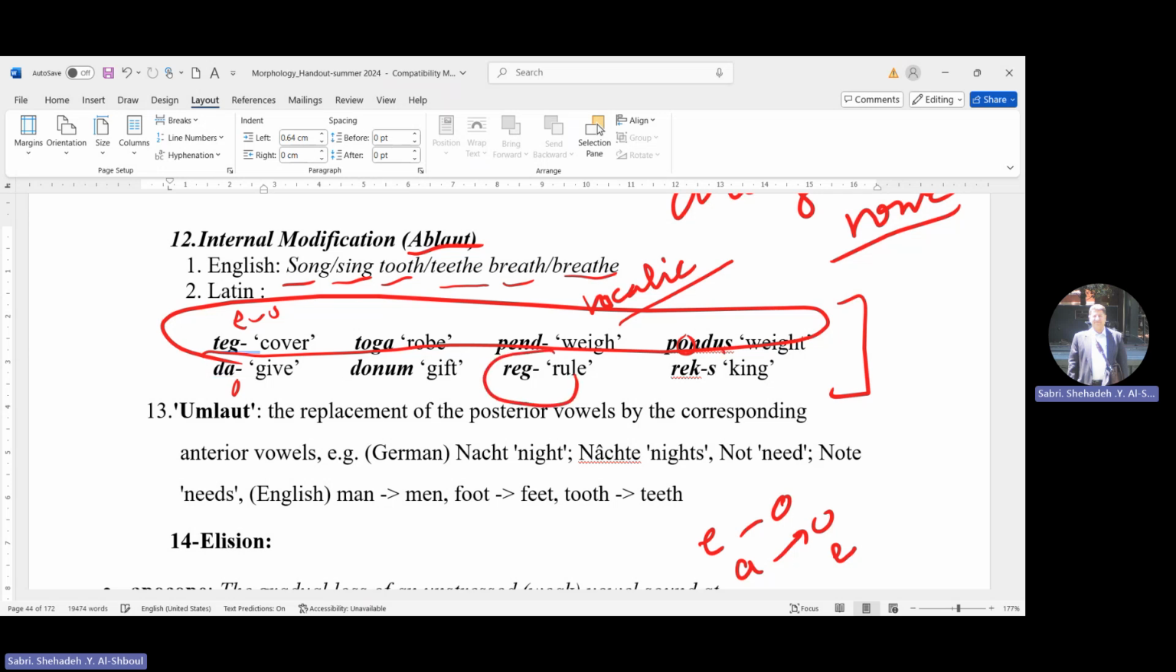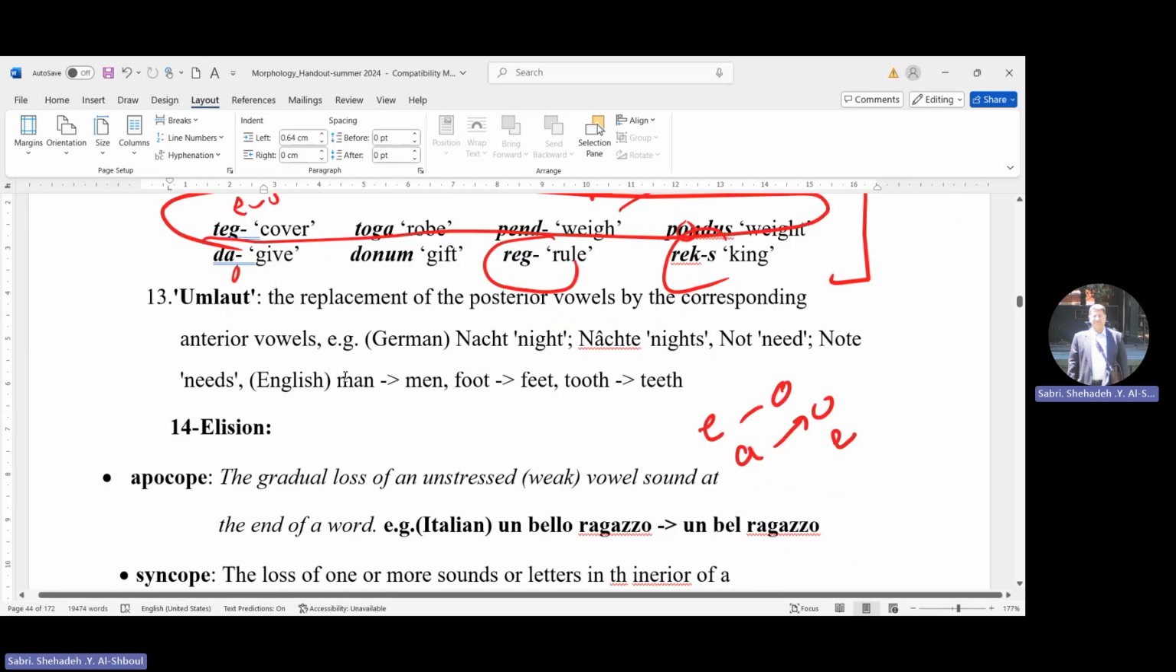With rex, actually, the change hits the consonant, let's say the coda of the syllable. Another example is called umlaut, which is the replacement of the posterior vowels by corresponding anterior vowels, as in man, men, foot, feet, tooth, teeth, right? So also it is basically an internal change that targets the internal vowel system.